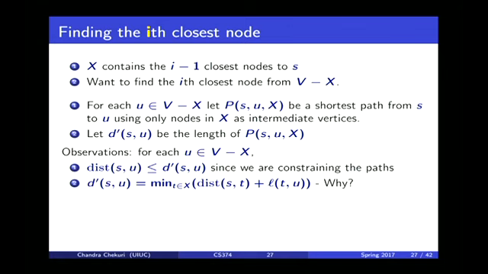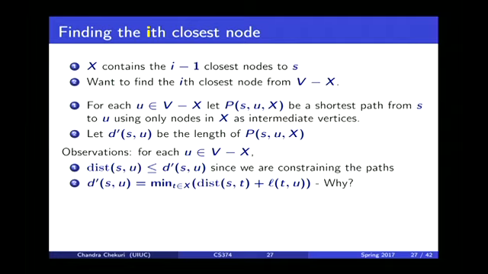How do you calculate this distance? How do you calculate d prime SU? What is d prime SU again? The distance from S to U only using the first i minus 1 guys. How can I calculate that? I claim it is: look at all the vertices that I already found the distance to, take that distance S to T plus the length of the edge from T to U, and minimize this over all T.